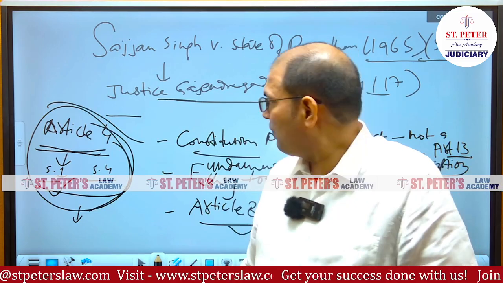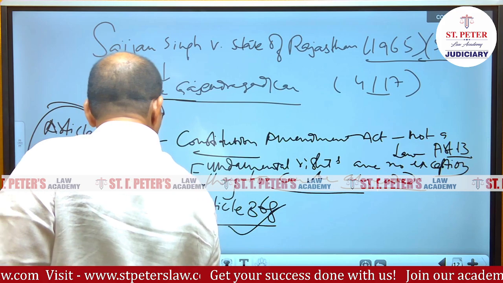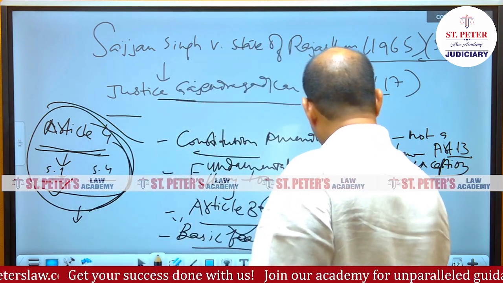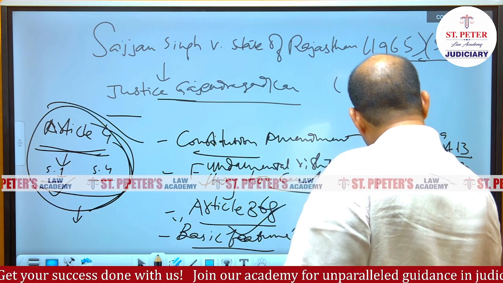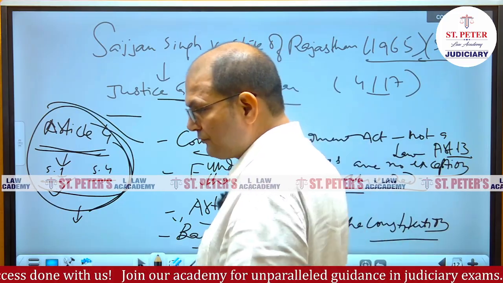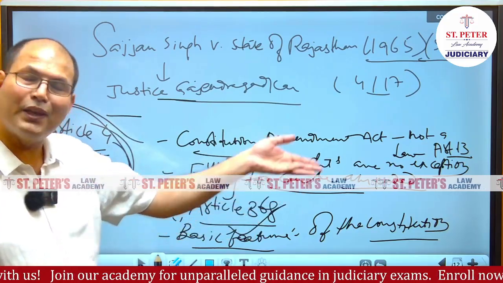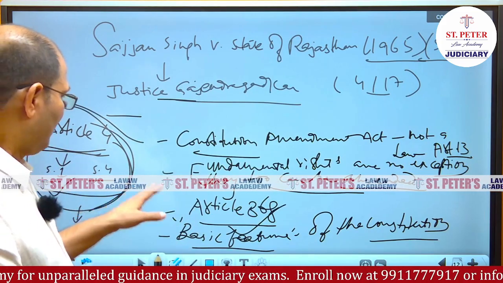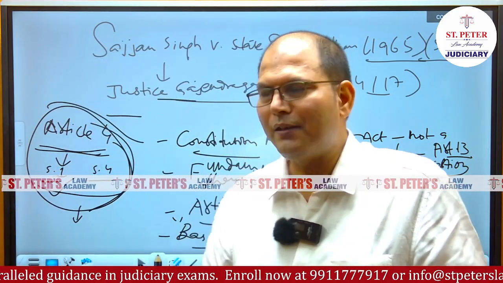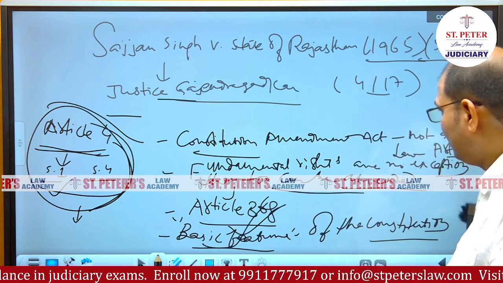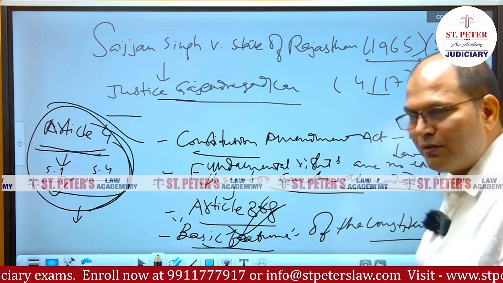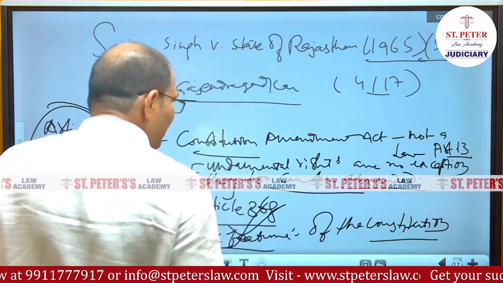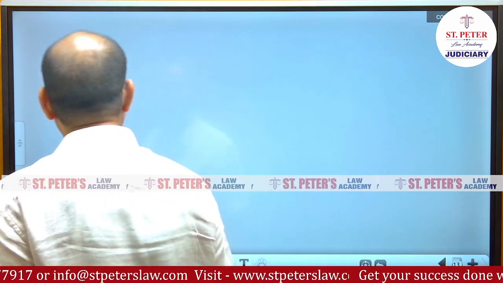Interestingly enough, this phrase, the basic feature of the constitution, was for the first time used by Justice P.V. Gajendra Gadkar in Sajjan Singh case. And mind you, this basic feature of the constitution became the law in Keshavananda Bharati case, but we have to reach there through a process. So that's how the Sajjan Singh judgment came to an end. The bell of the basic feature of the constitution was rung by Justice Mudholkar. It will have its full sound in Keshavananda Bharati case.